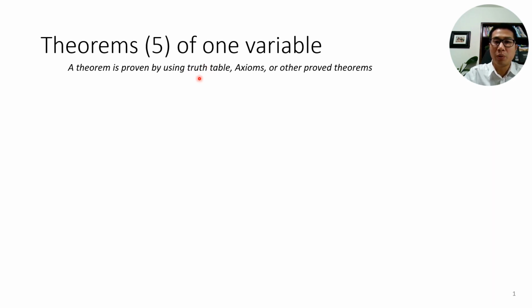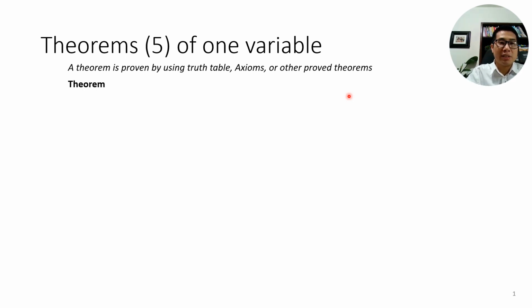If the number of inputs is only a few, in this case we'll have only one input variable, so it's very easy to just simply use the truth table to prove that. And they can be proved using axioms or other proved theorems as well.